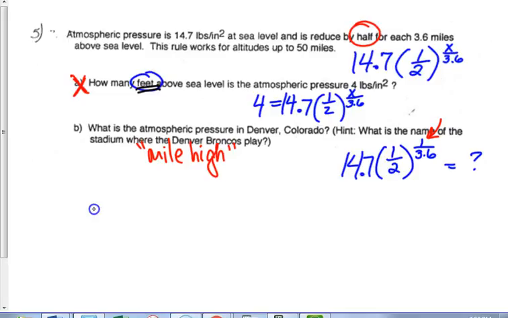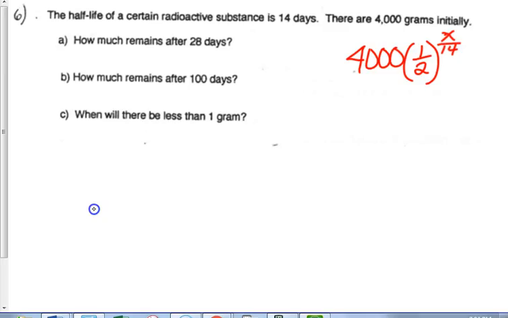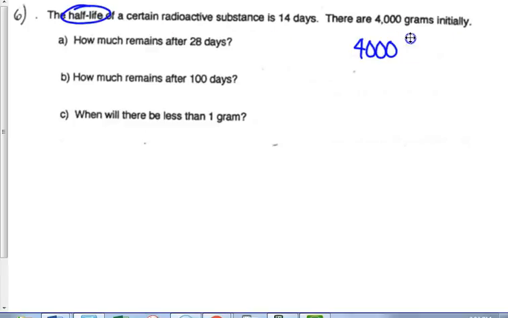Six is a half-life question. Can anybody help me set up 6? 4,000 is original, then what? Half. X over 14, because it only halves every time you get to 14 days. So here it's going to halve twice.